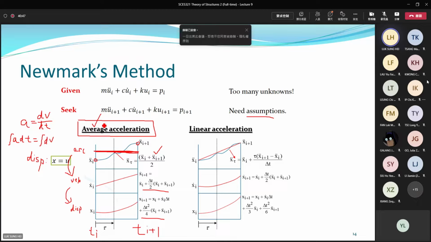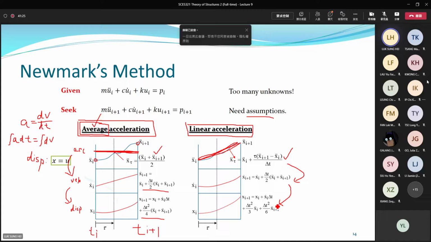The first column is based on the assumption that acceleration is a constant over a time interval. Based on the same idea, Newmark suggests that you can also make another assumption if you like. If you don't like the average value, then you can use linear acceleration. Instead of a horizontal line, you can assume that the acceleration is a linear function between two time instants. Based on this line, you can find the equation for acceleration, and then with the same technique, integrate it to give velocity, and integrate again to give displacement.